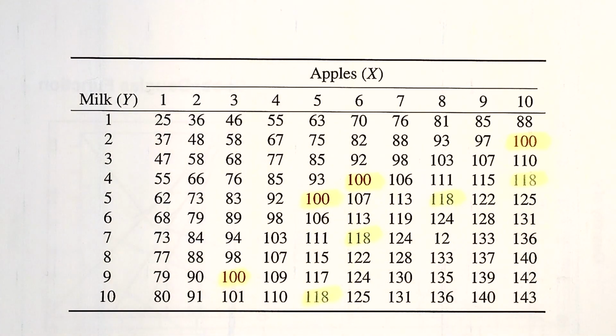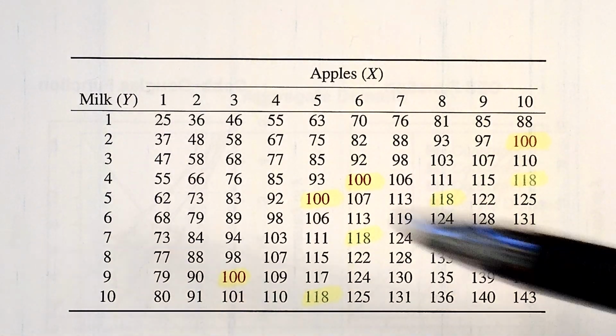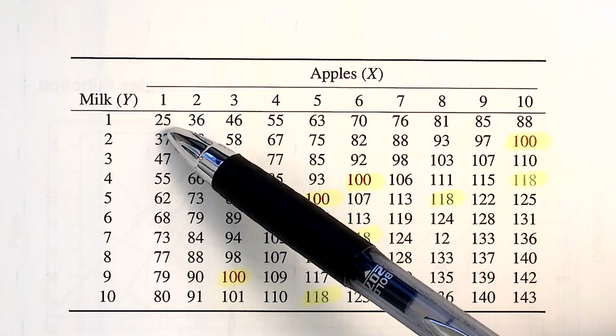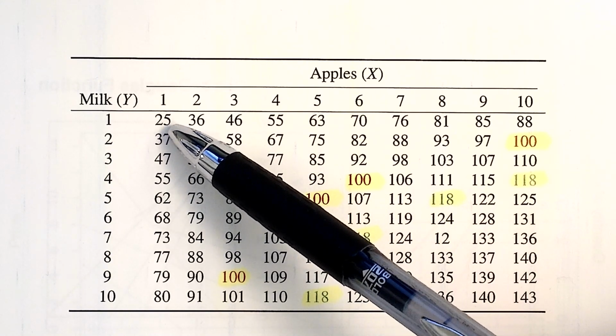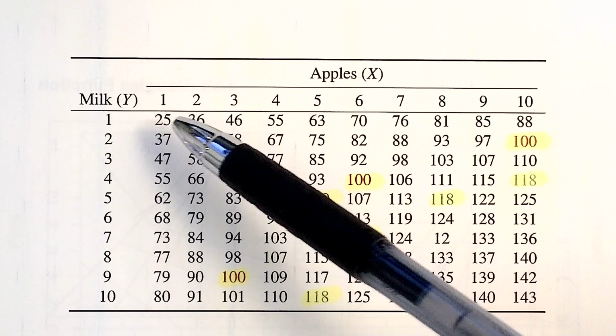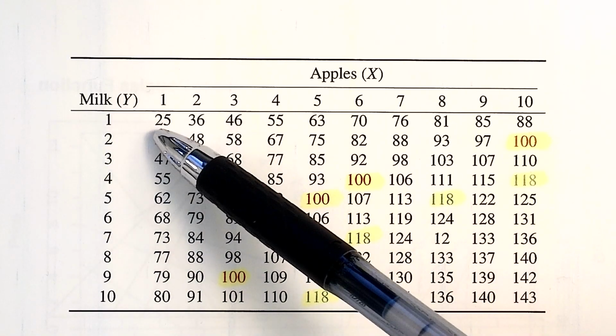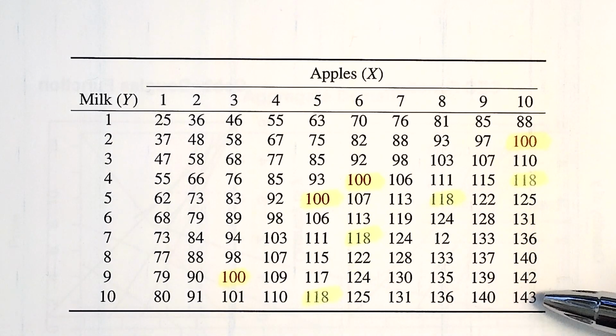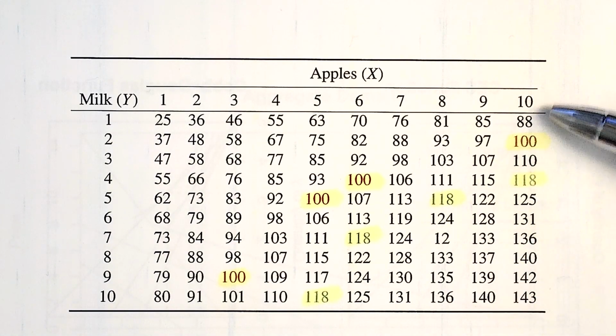Now, what we are going to do next is we are not going to look at this in table format, but we are going to look at this in 3 dimensions. So as you can see, you have the utility of 25, which is the lowest level of utility from consuming 1 gallon of milk, whereas the highest utility is if you're consuming 10 apples and 10 gallons of milk.